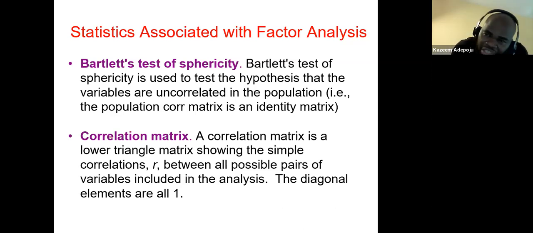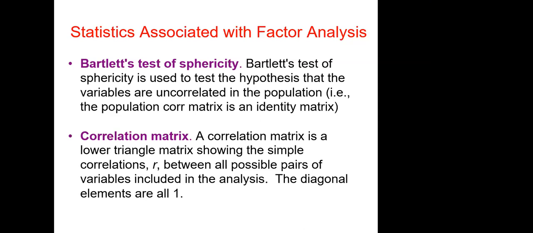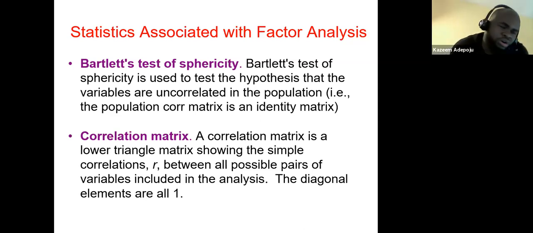Can somebody tell me the numbers that we have in the diagonal of a correlation matrix? What are these numbers? They're all 1. They are all 1. Good job.